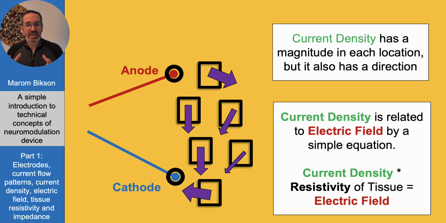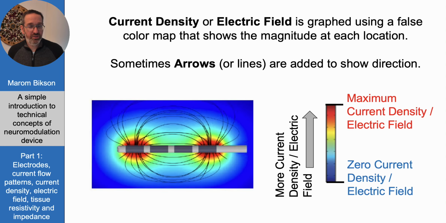When they don't look the same, it's because they are related by the resistivity of the tissue, a concept I'll come to later. But for now, just need to understand that just like current density is a bunch of little windows with arrows, electric field is similarly a bunch of windows distributed through the body with arrows indicating the amount flowing and the direction that it's flowing in. Now, instead of windows and little arrows, we will often represent this in terms of colors or false color maps.